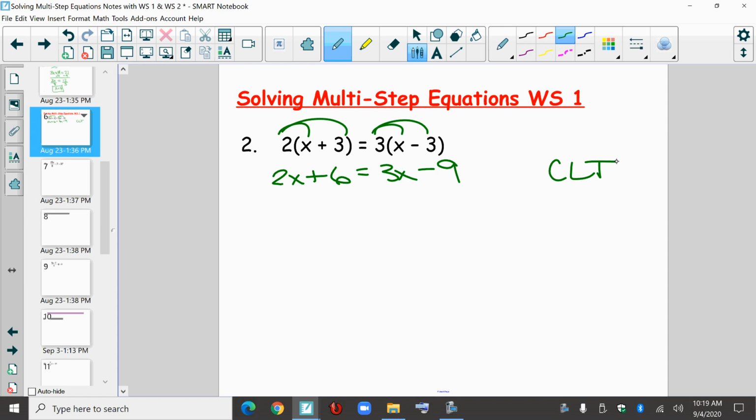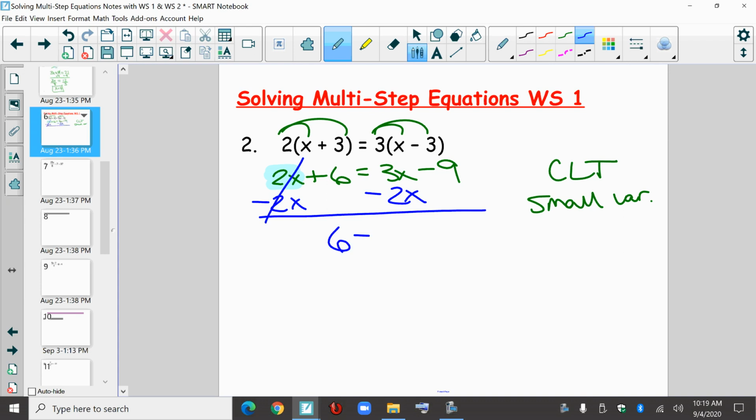So now I'm going to look for the smaller variable. So what is the smaller variable? The smaller variable in this case is going to be the 2x. So how do I get rid of that 2x? By doing the opposite of positive 2x, that's going to be minus 2x. And again, put that directly underneath its like term. That cancels out, and I'm left with 6 is equal to x minus 9.